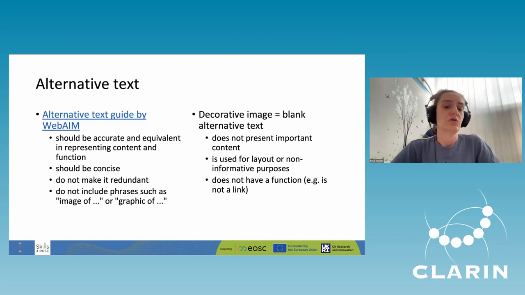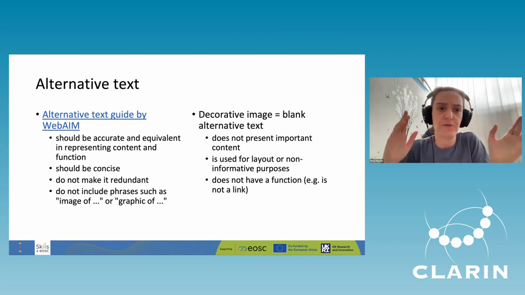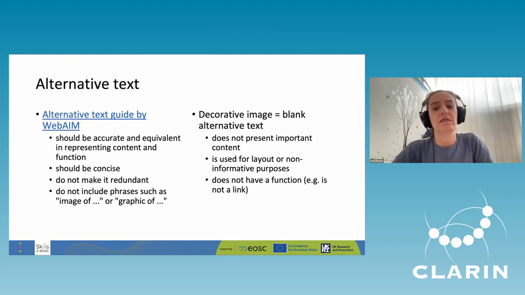Best practice is not to include phrases such as "this is an image of" or "this is a graphic of" and so on. The screen reader already knows that it's reading alternative text for an image. If the image is purely decorative, then you need to leave the alternative text blank. This tells the screen reader this is a decoration, jump through it as if it doesn't exist, because it doesn't have a function.